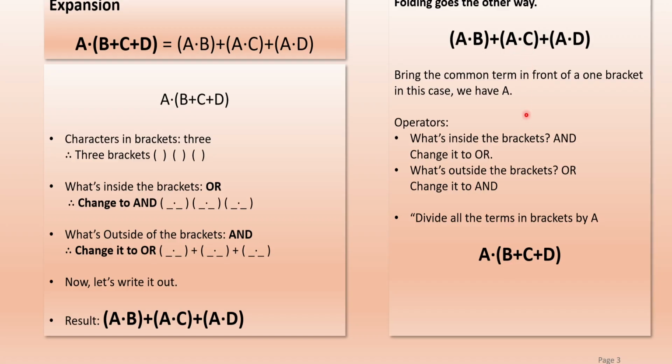Over here, we're going to end up with C. And over here, we're going to end up with D. So we have just folded that. All right. So what was inside the brackets? It was and. So inside the brackets, we have or. We're changing it. And what was outside the brackets was or. We're changing that into and. That's it. This expression was folded back into this expression here.